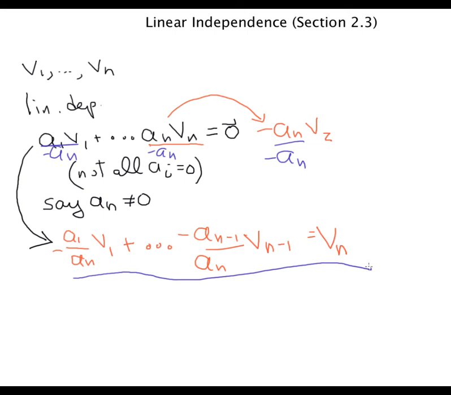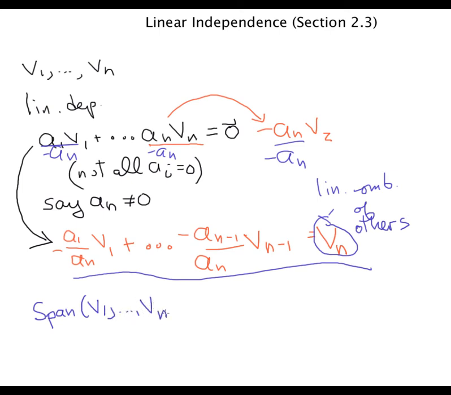Okay? And so to say that a bunch of vectors are linearly dependent is exactly the same thing as saying that one of those vectors, this one here, is a linear combination of the others. And in particular, this says that the span of these n vectors, if you throw away the last vector, it doesn't affect the span.